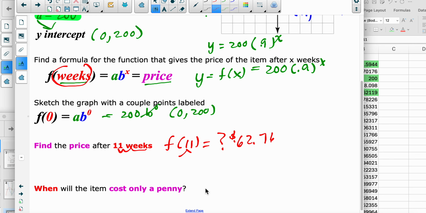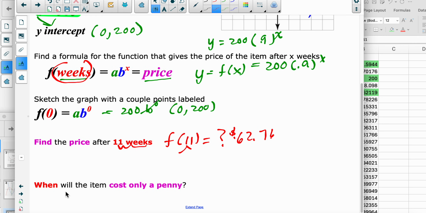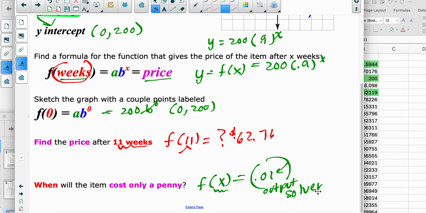All right, when will the item cost only a penny? So cost is my output and my input is weeks. So this problem is telling me that f of x equals 0.01. That's what a penny looks like in decimal form, 0.01. And so I want to solve for x when the price is equal to 0.01. So this is my output that it gave me. This means I'm going to use Solver.